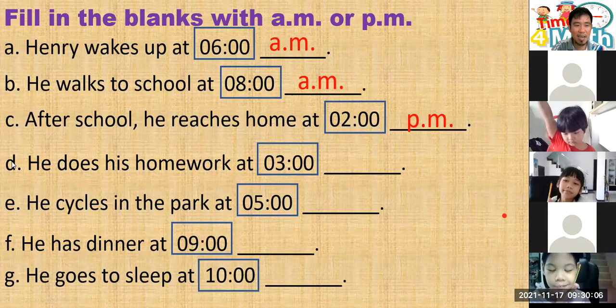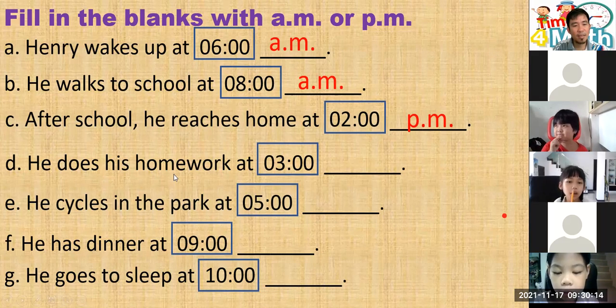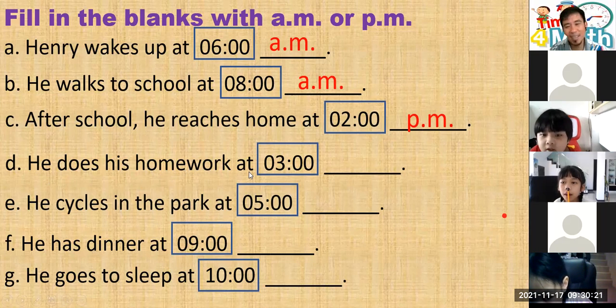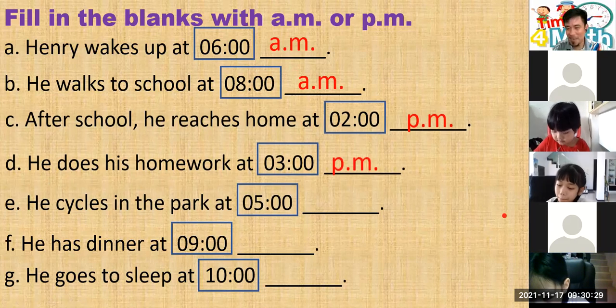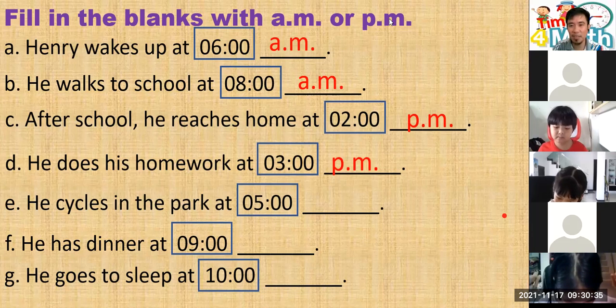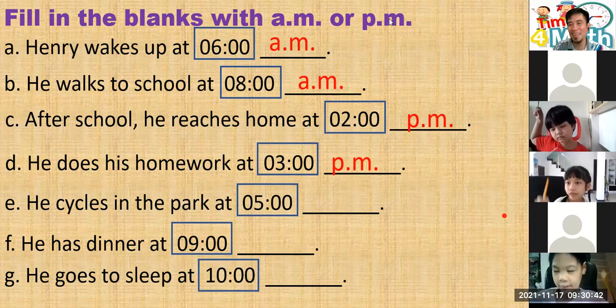Pencils up. Letter D. He does his homework at 3 p.m. Again, please. He does his homework. p.m. Very good. p.m. 3 p.m. Okay. 3 p.m. Pencils up.